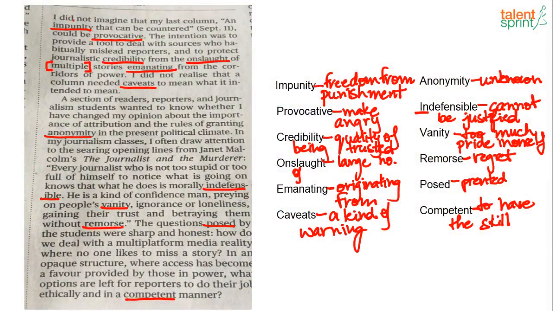So any journalist who is like this knows that what he does, the fact that he is anonymous, the fact that he poses to people as different kinds of people and makes them talk, things that they won't tell any people, whatever they do cannot be justified under any kind of situation. So it is indefensible. Okay, next, he is a kind of confidence man preying on people's vanity, ignorance and loneliness, gaining their trust and betraying them without remorse.